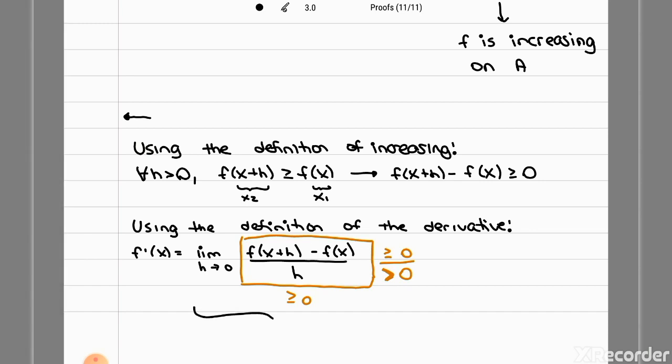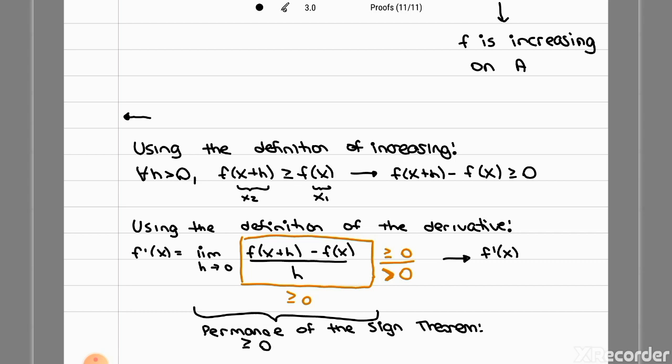And so all of this is also going to be greater or equal to 0 even with the limit. And so this proves that the derivative is greater or equal to 0 on the interval a, which is what we wanted to prove.